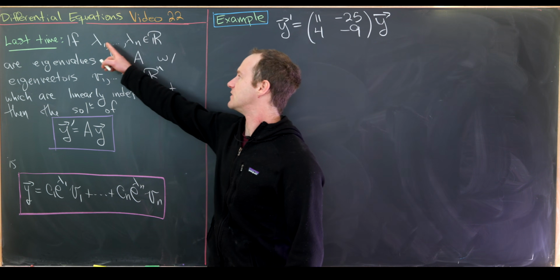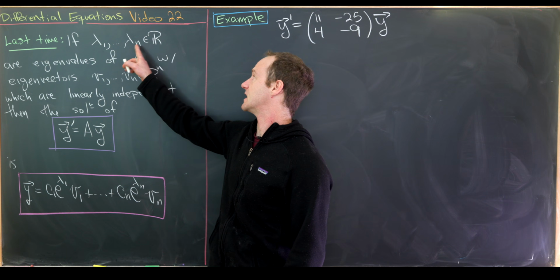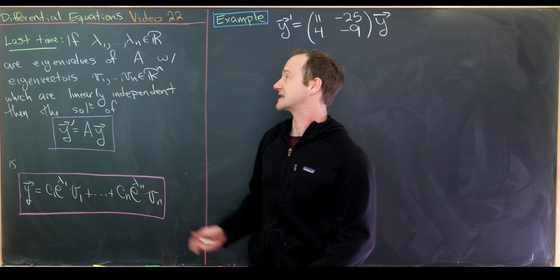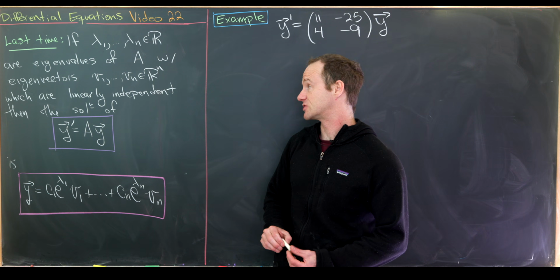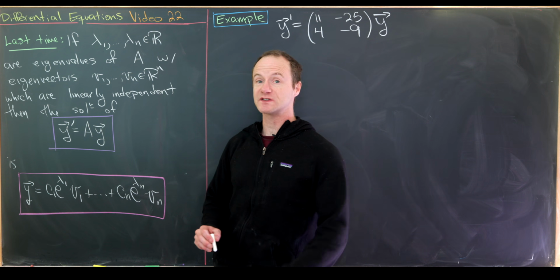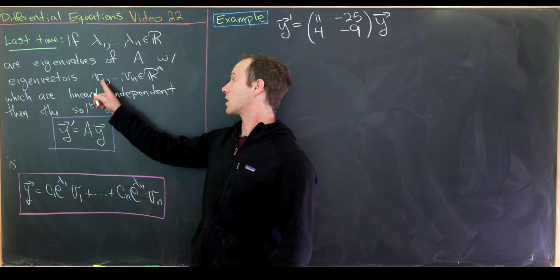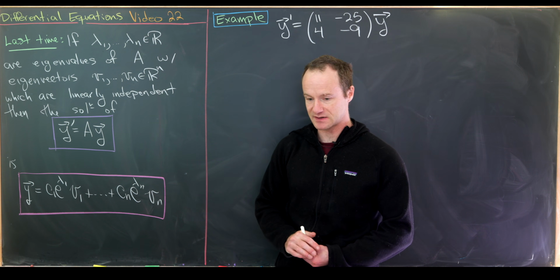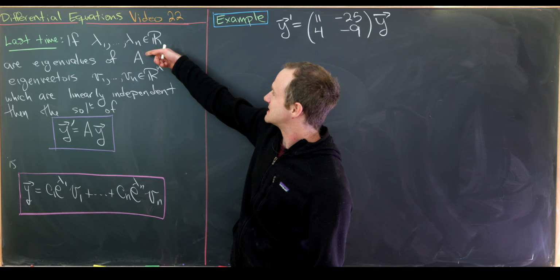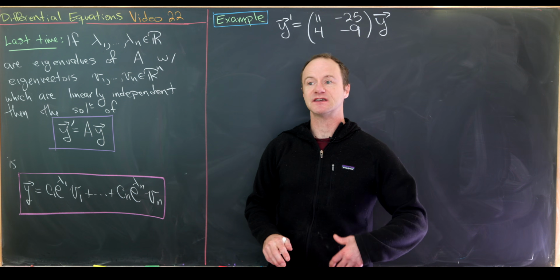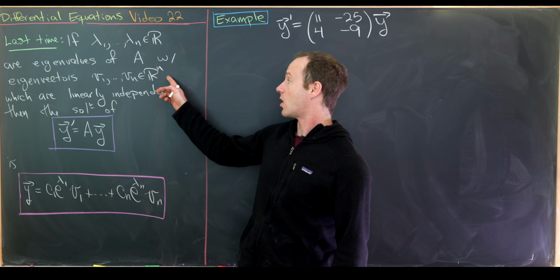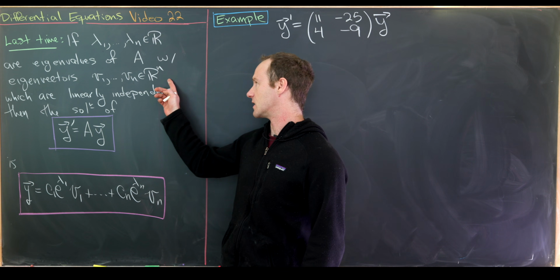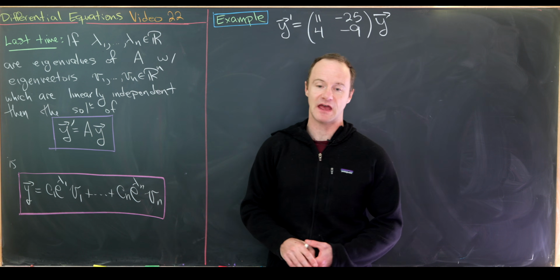Let's suppose we have numbers, lambda 1 to lambda n, which are all real, and they're eigenvalues of a matrix A, which is an n by n matrix. Then their corresponding eigenvectors are v1 to vn, and they're linearly independent. So what does that mean? That means that A gives us a basis for Rn out of its eigenvectors. So in other words, there's a basis of Rn made up of the eigenvectors of A.